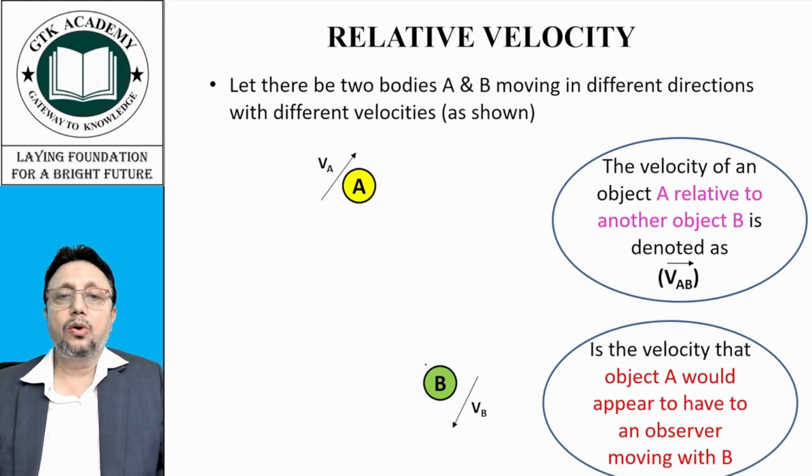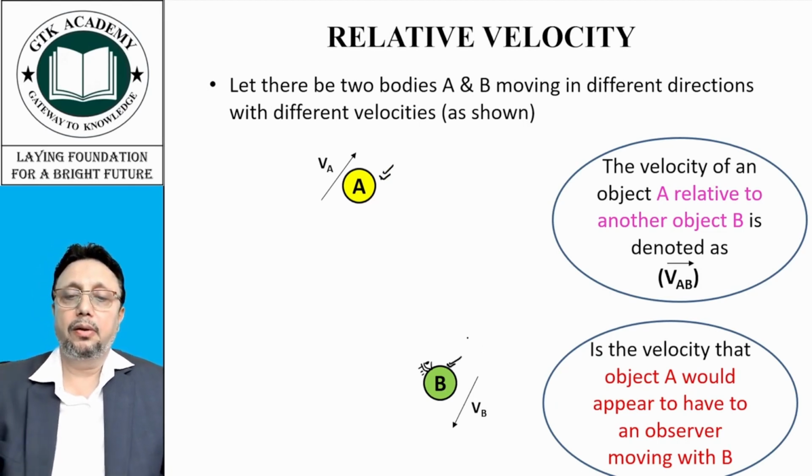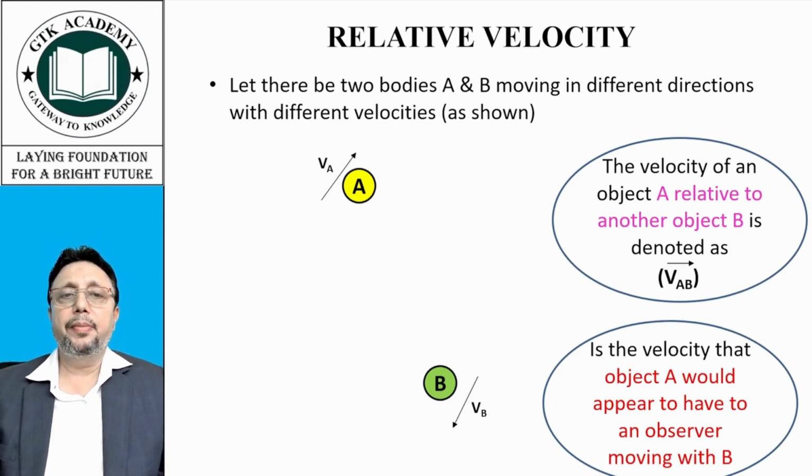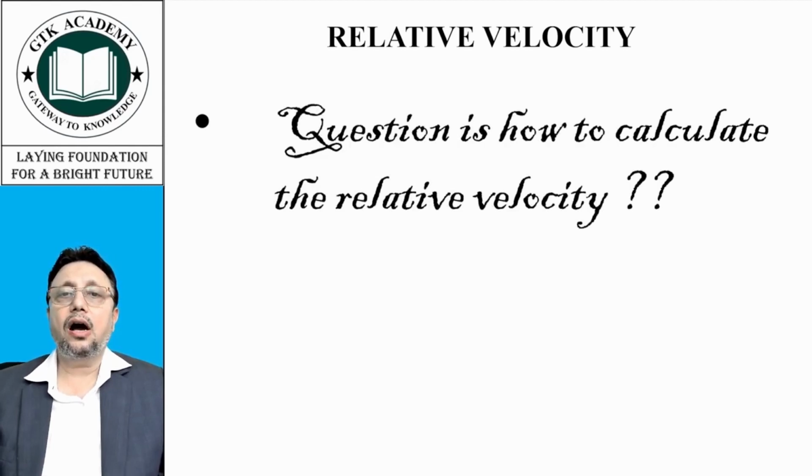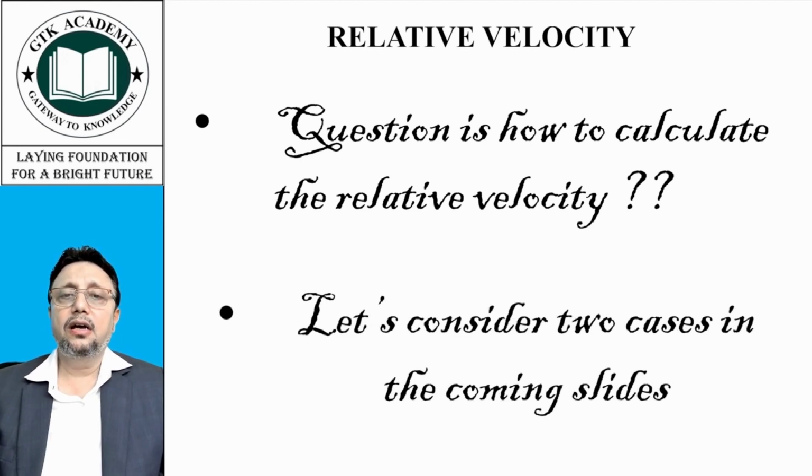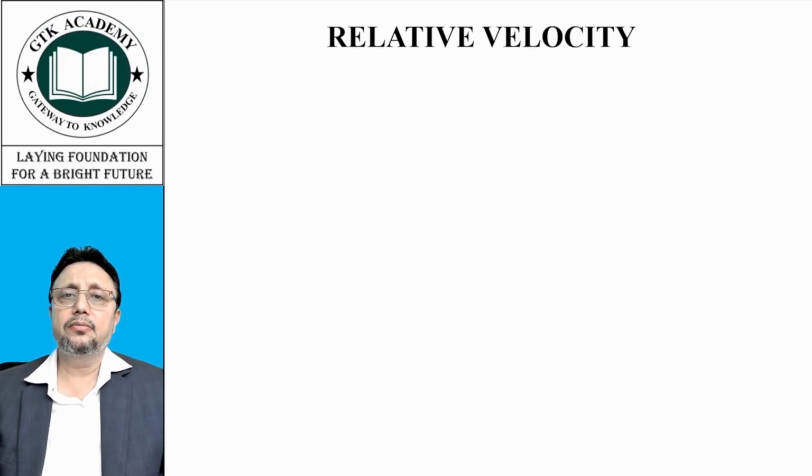Suppose there is an observer here who is moving with B, and he is seeing object A. So how will object A appear to this person who is moving with B? That is VAB, that is velocity of A relative to B. Now the question is how to calculate the relative velocity. Let's consider two simple cases in the coming slide.